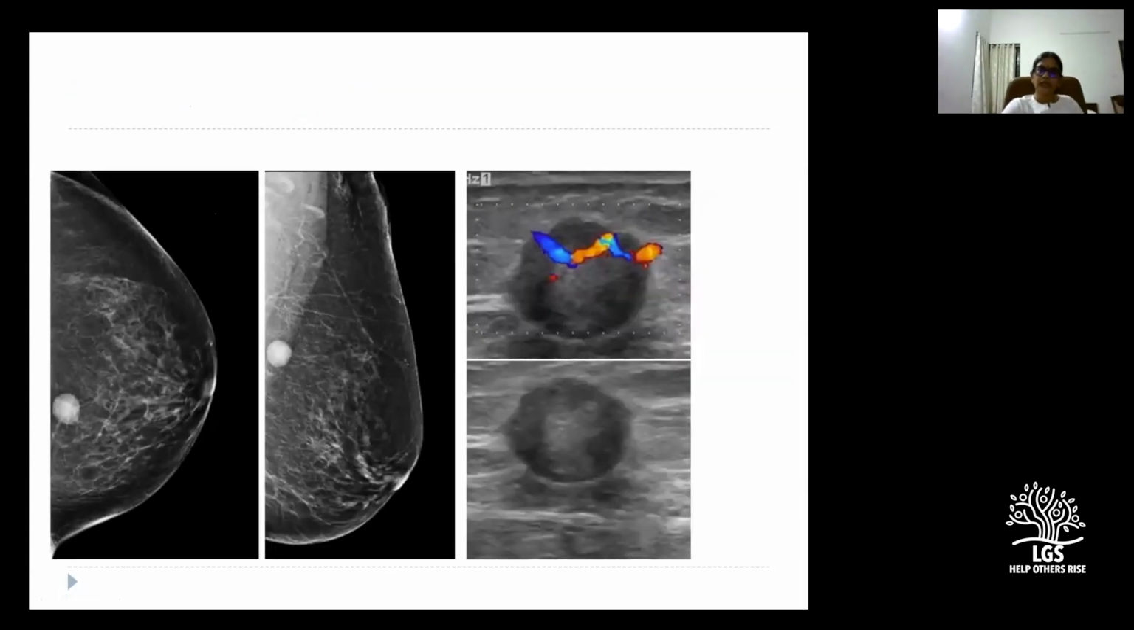So this is again another very nice, smooth-looking lesion, a very innocent-looking lesion, and one might actually get tempted to call it off as a benign lesion.